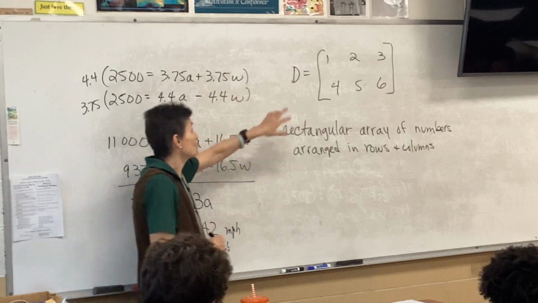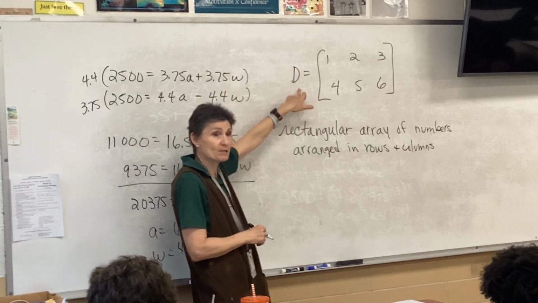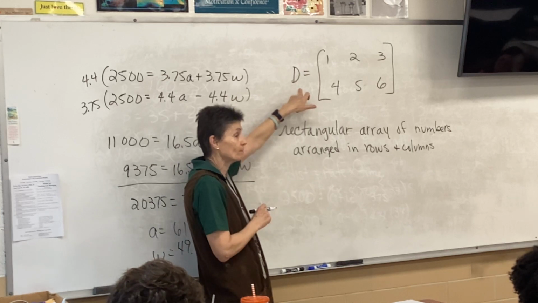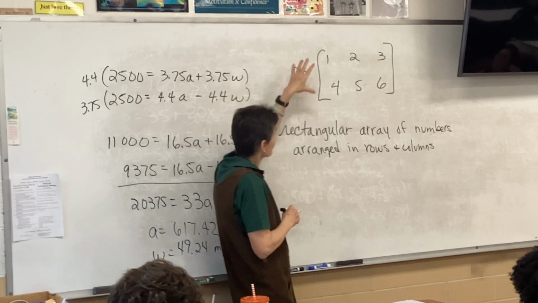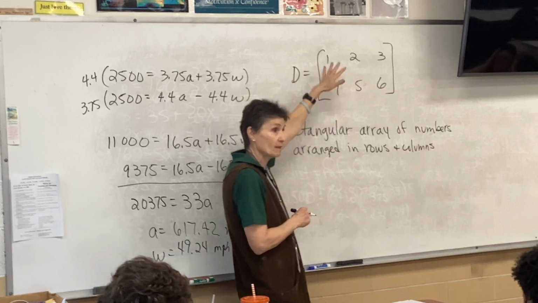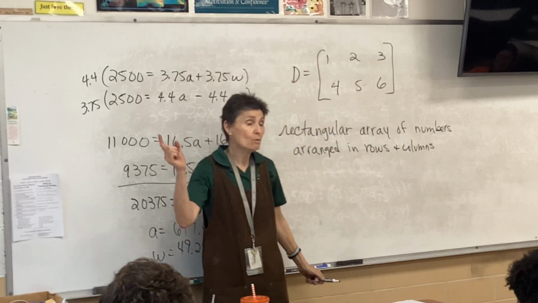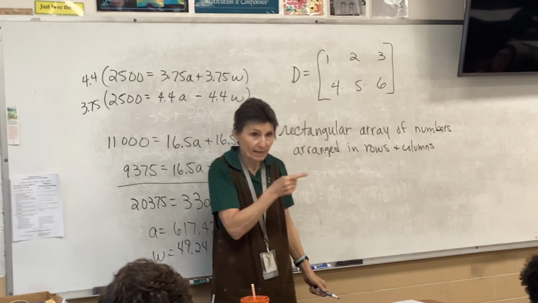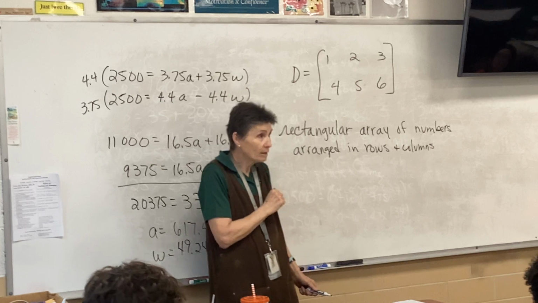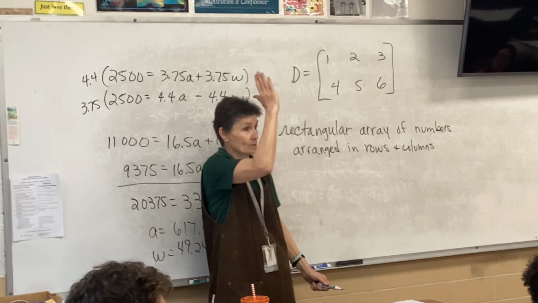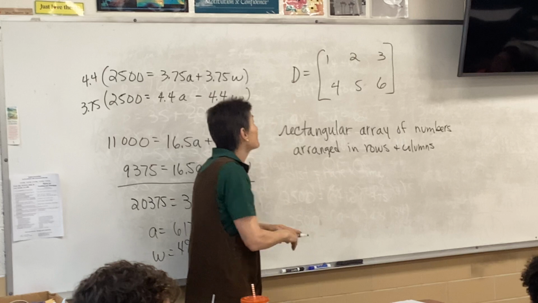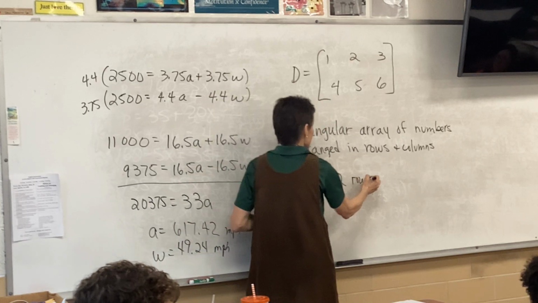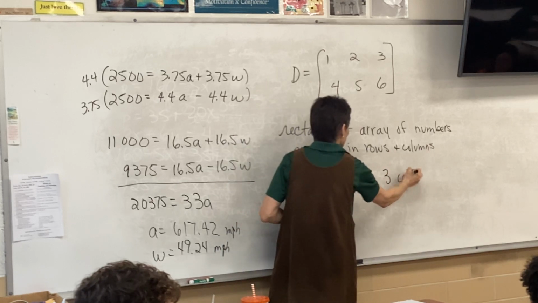We generally use capital letters to name our matrices. I call this one D, it could be F, P, Q, A, whatever. And you can see it's arranged in rows and columns. Now, rows are like the rows of bleachers. Rows go this way. Columns are like the columns of the White House. They go this way. So this matrix has 2 rows and 3 columns. Would you agree with that?